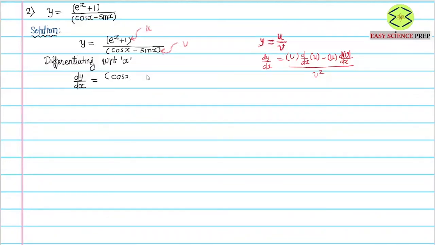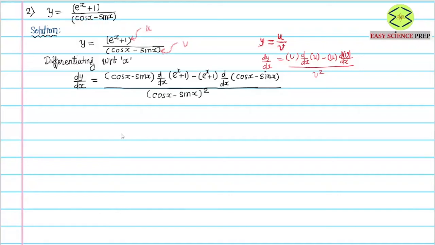So v is what? Cos x minus sin x, then derivative of u, right, and then minus u, that is e raised to x plus 1, derivative of v. So v is cos x minus sin x, and whole divided by v square, so v is again cos x minus sin x. Okay. So now let's apply the differentiation.